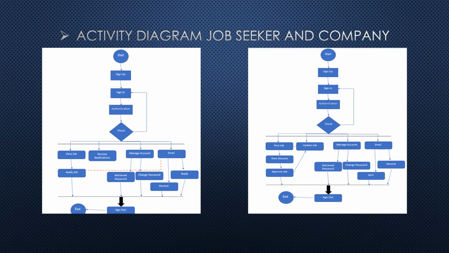In this slide, I'm going to talk about activity diagram. So, on our left side, this is activity diagram for job seeker, and on our right side, this is activity diagram for company. Overall, there is no difference except to view job and receive notification for job seeker, and post job and update job for company side. And other things are the same, and lastly they can proceed to sign out from the system.